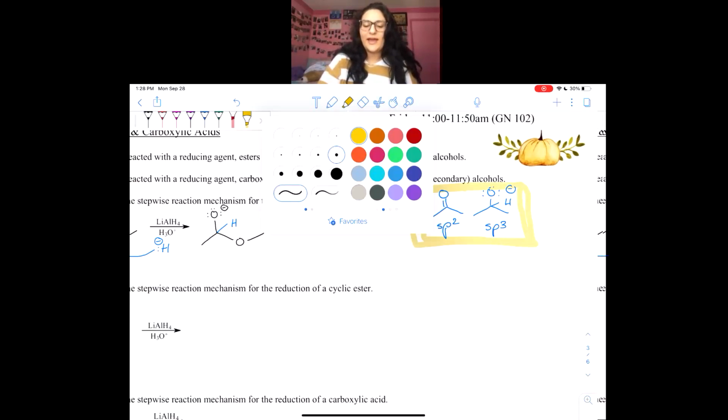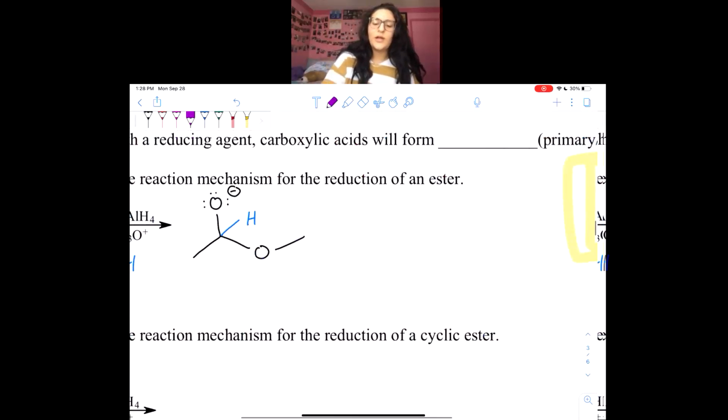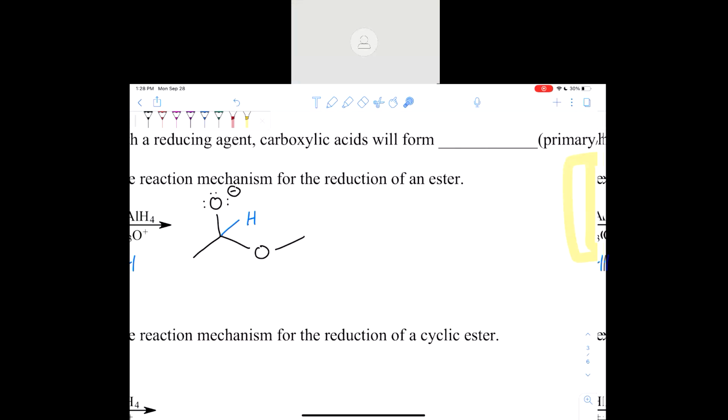Now that you know that, what can we do with this instead of protonation? So the OH will form a different oxygen, right? So the electron can switch.